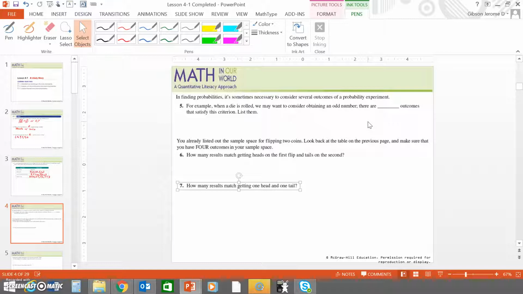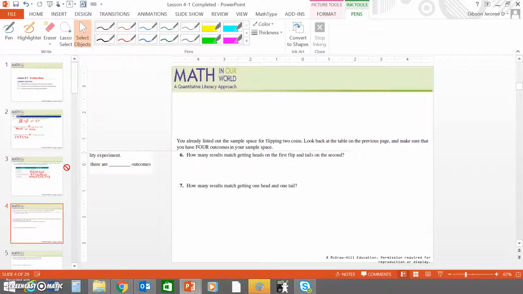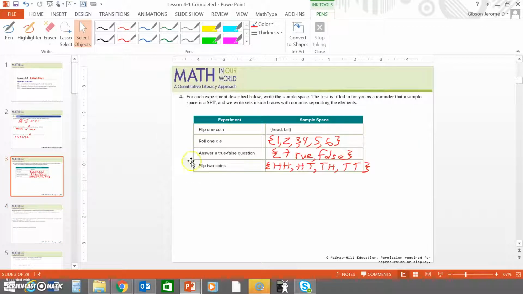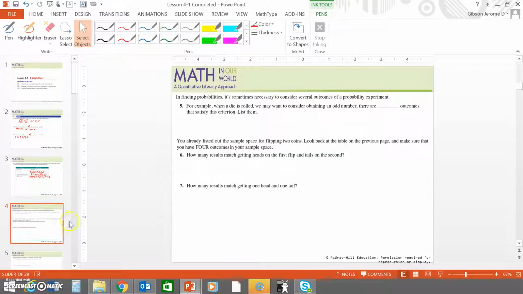List them. Now remember, if we go back to the previous slide, where we looked at the die, they said in this next problem that they're talking about the odd numbers. The odd numbers on this die are 1, 3, and 5. So if we go back to problem number 5, we notice that there are 3 outcomes that satisfy this criteria of rolling an odd number on a die. And those 3 numbers are 1, 3, and 5.